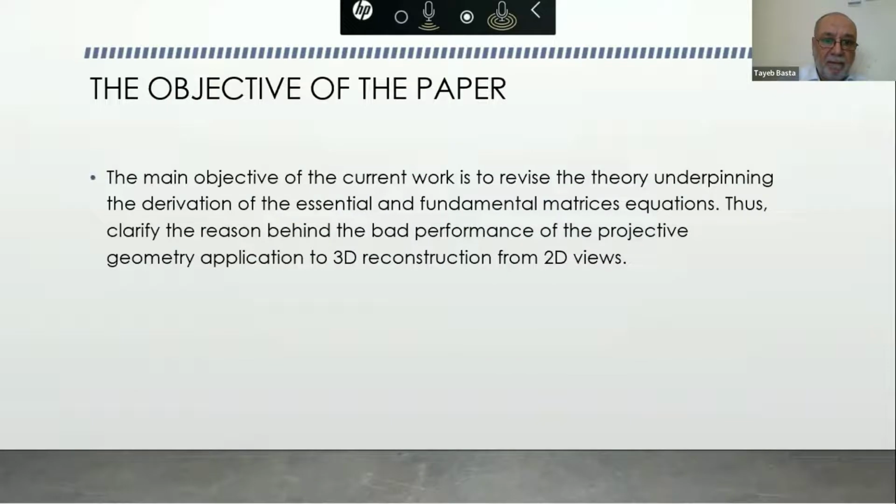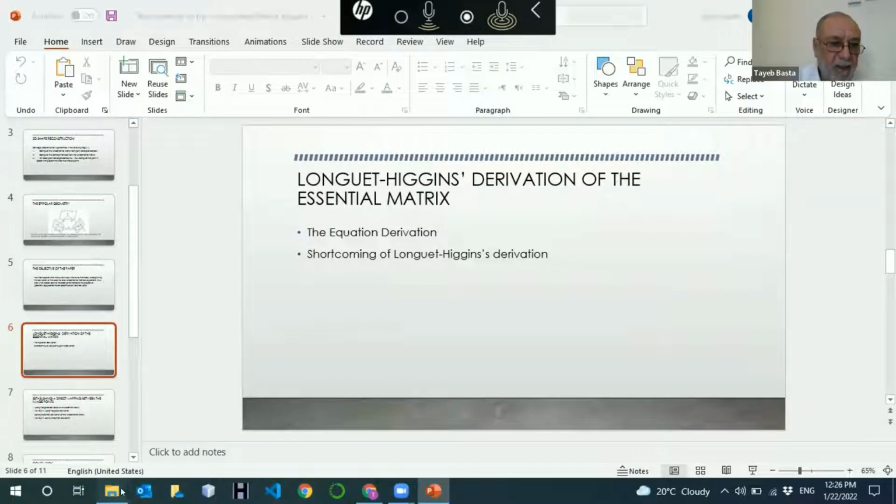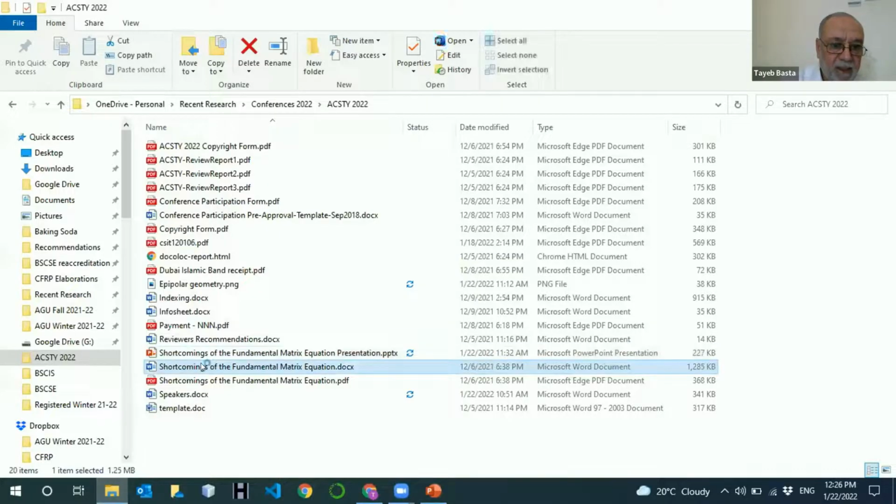And as I said, it is pure mathematics. So I introduced in the paper the derivation of the equation. It is mathematics. Then I mentioned the shortcoming. The shortcoming of the Longuet-Higgins derivation is this, because it is mathematics.